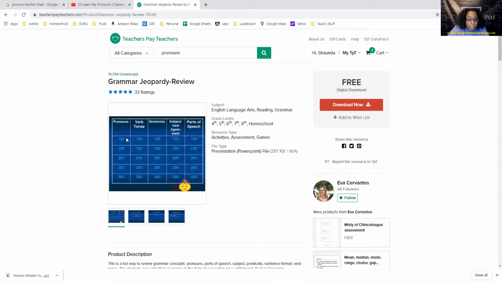Okay, so it's got pronouns. It's got verb tense, sentences, subject, so parts of speech. So say, for instance, we have gone through all this. We're on pronouns, but we've gone through verb tense, sentences, subject and verb agreement, and parts of speech. We've done all that, right?